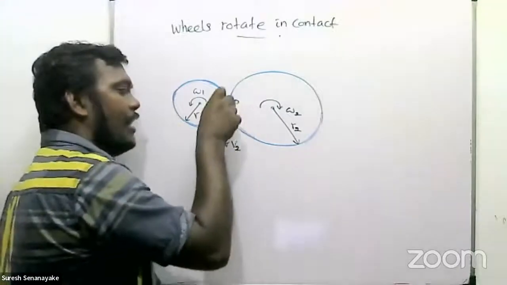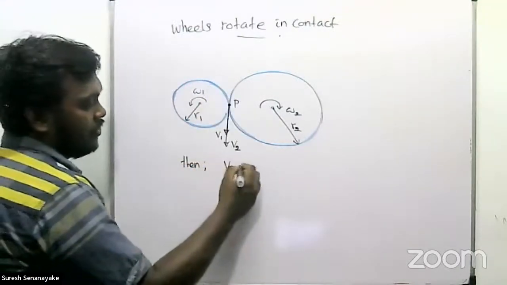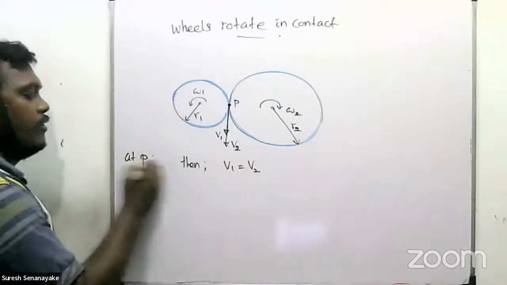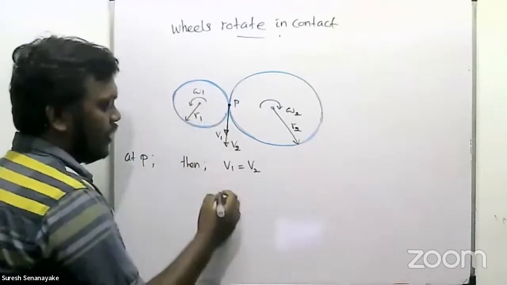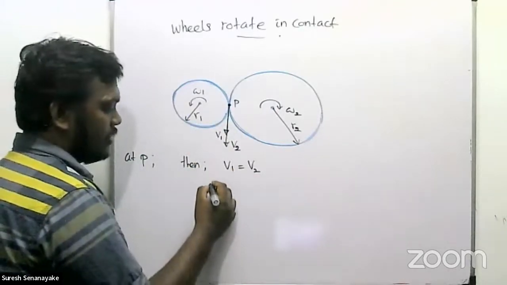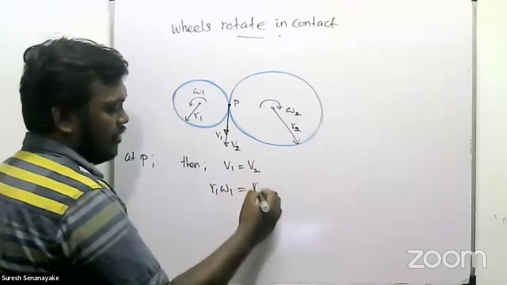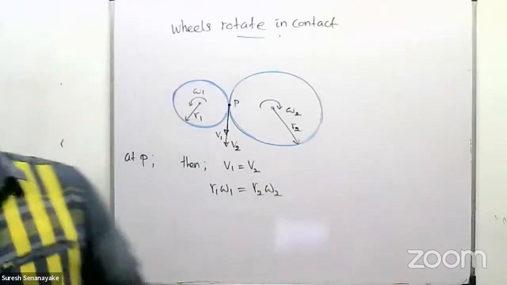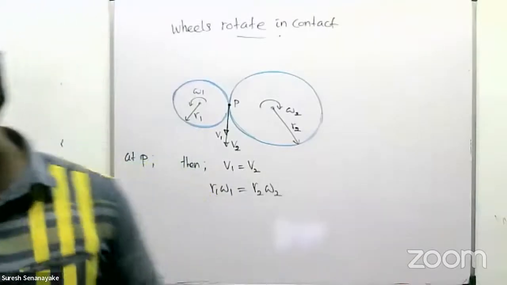What should happen is that the linear velocities are tangents, and at the point of contact we can write V1 equals V2, because they are in contact. So V1 equals V2. V1 you can write for the smaller wheel as R1 omega 1, and the second one R2 omega 2. So this is the relationship between these radii and angular velocities. Right?